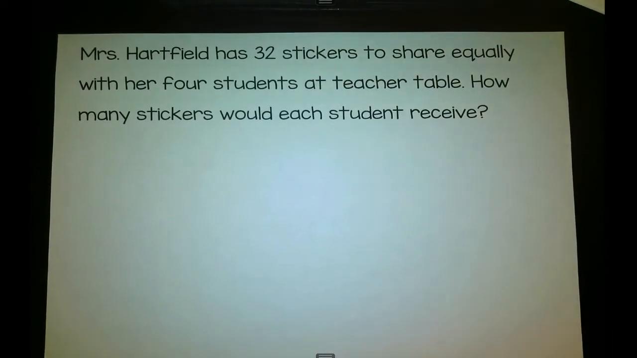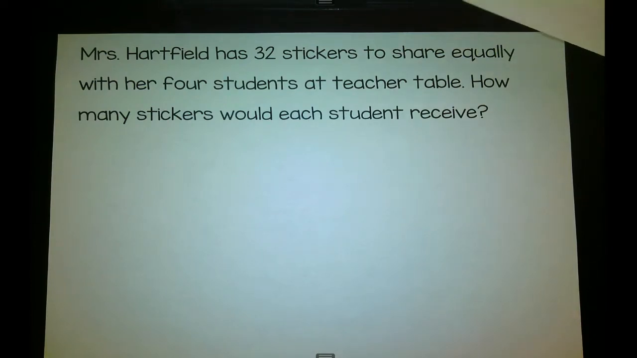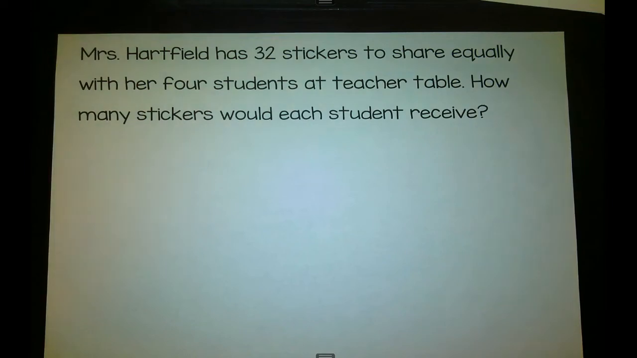This math story problem says Mrs. Hartfield has 32 stickers to share equally with her 4 students at teacher table. How many stickers would each student receive? Go ahead and pause the video, and take a second to solve independently, find your final answer, and then play the video again when you are ready to solve with me and check your work.